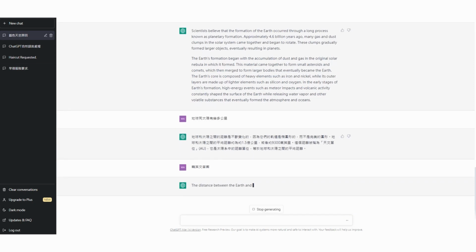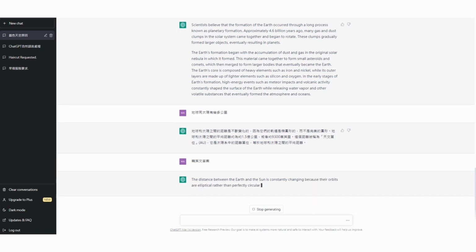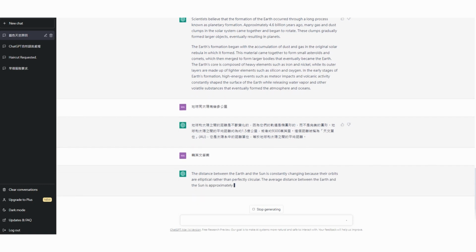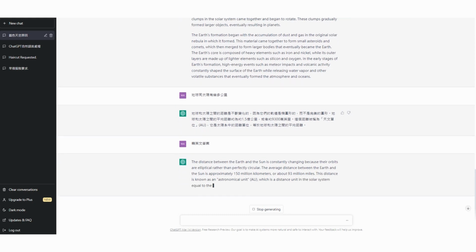The distance between the Earth and the Sun is constantly changing because their orbits are elliptical rather than perfectly circular. The average distance between the Earth and the Sun is approximately 150 million kilometers, or about 93 million miles. This distance is known as an astronomical unit, AU, which is a distance unit in the solar system equal to the average distance between the Earth and the Sun.